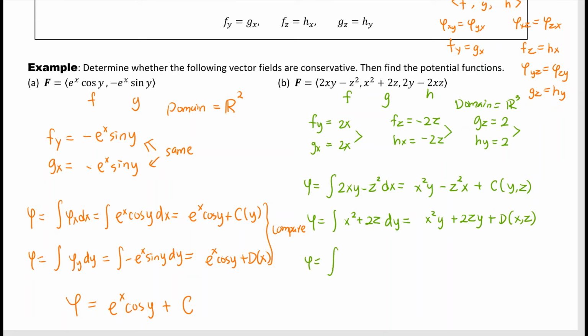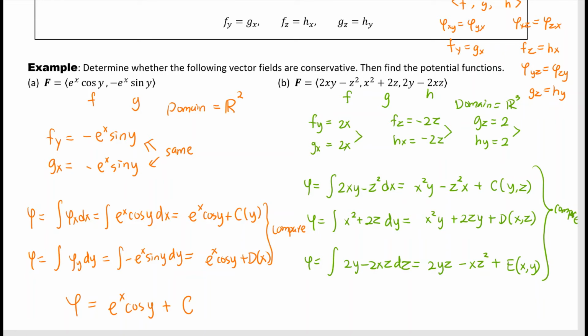Okay, integrate with respect to z, so we have 2y minus 2xz dz. Integral of 2y is 2yz. Integral of 2z is z squared, right? So minus xz squared. And plus C, D, E. E has no z, so it might have xy. Now let's compare.